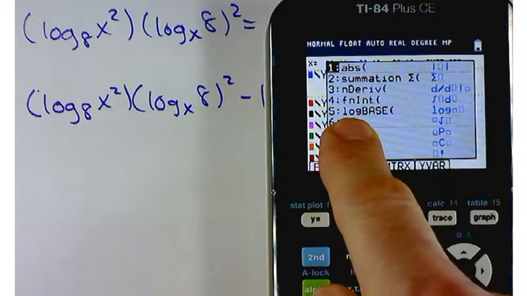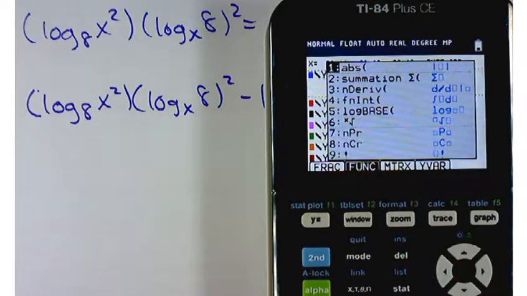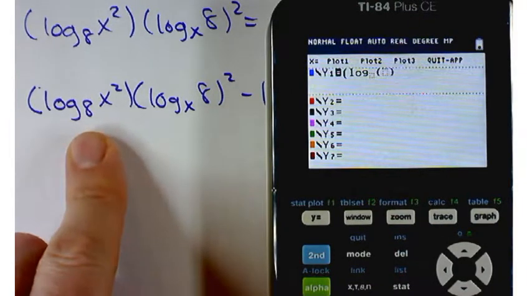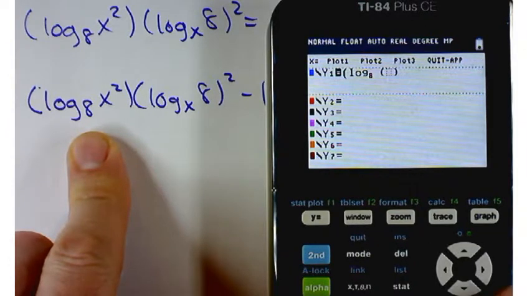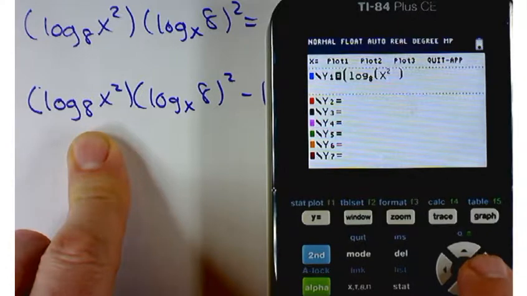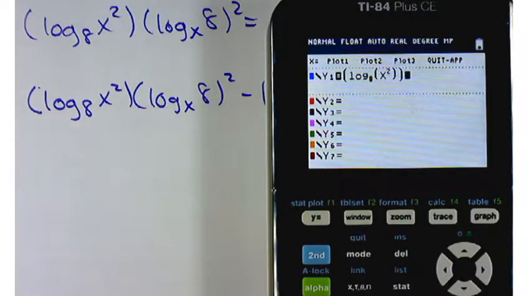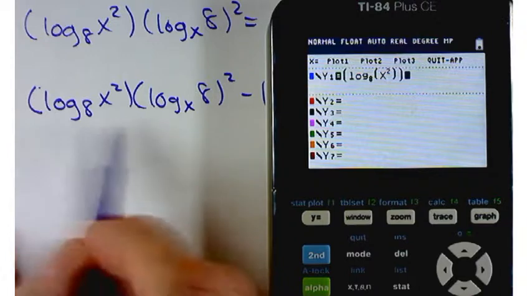I can't remember where it is off the top of my head, but it gives you log of a particular base. So log base what? Base 8 of x, and then hit the squared key, and then you got to exit out of this and use a right parenthesis, because that right parenthesis closes off your log, and that now is this first log term right here.